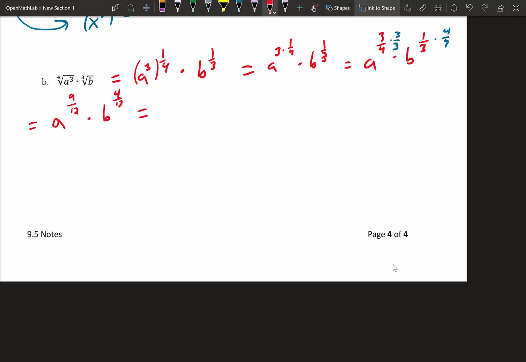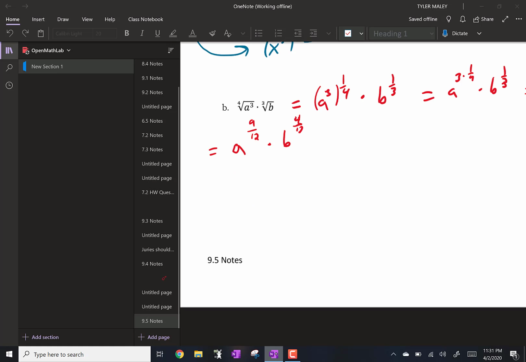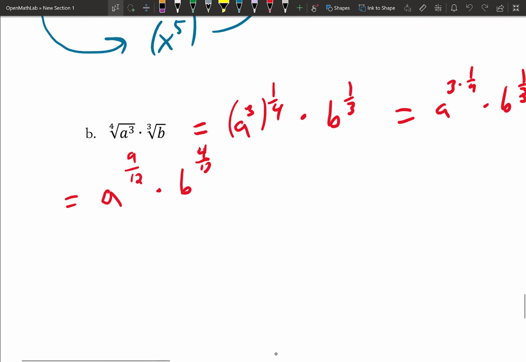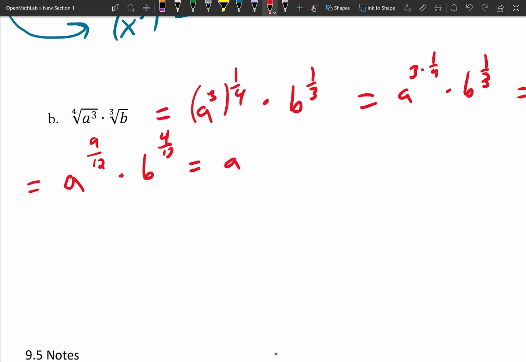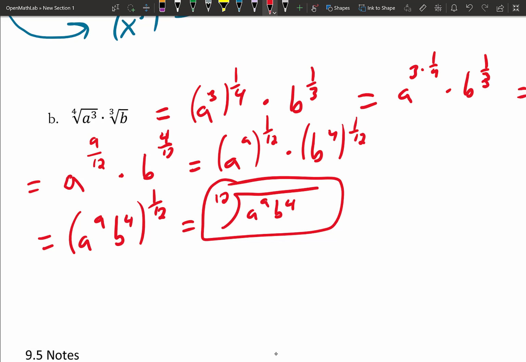So then this would be the same thing as a to the 9th, all raised to the 1/12. So this would be equal to a to the 9th, all raised to the 1/12 power, times b to the 4th, all raised to the 1/12 power, right? So applying exponent rule, this would be the same thing as a to the 9th, b to the 4th, all raised to the 1/12, right? It's like doing the power of a product rule kind of backwards, right? So then, now just using the idea of rational exponents, this would be the 12th root of a to the 9th, b to the 4th, which is the simplified answer, right?